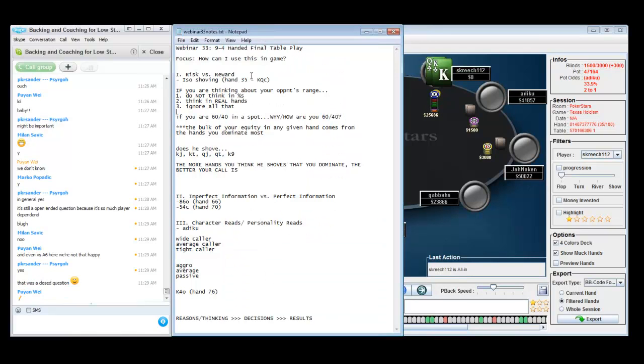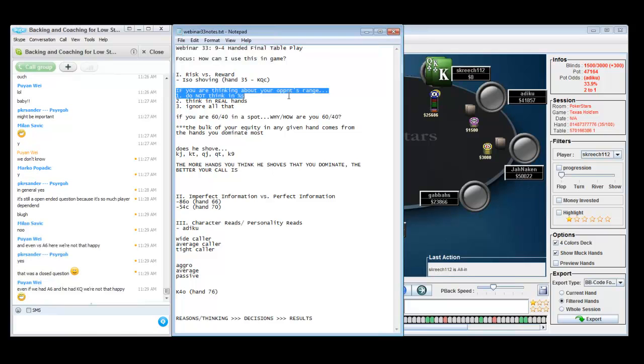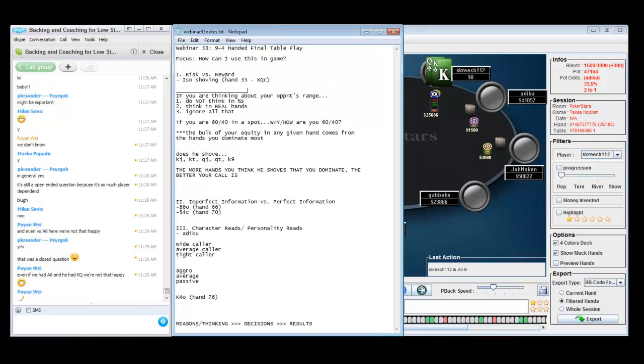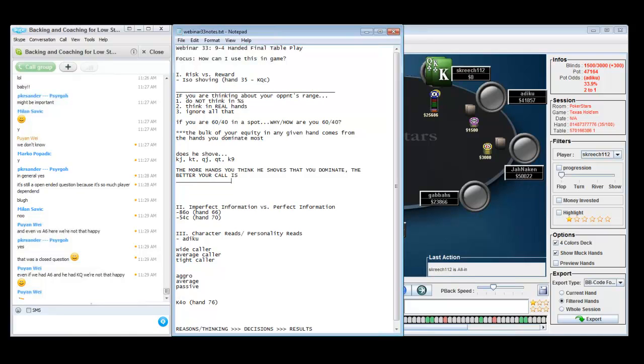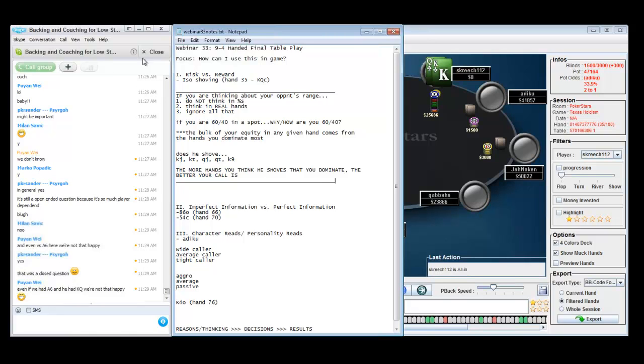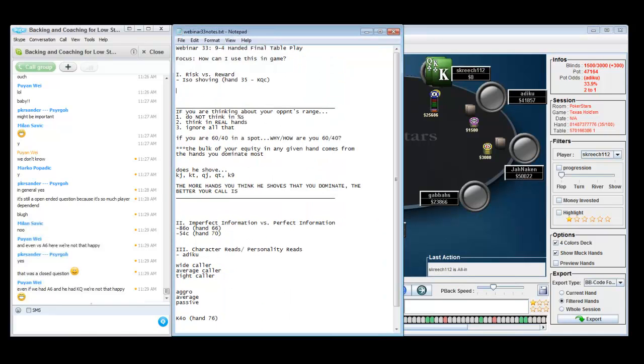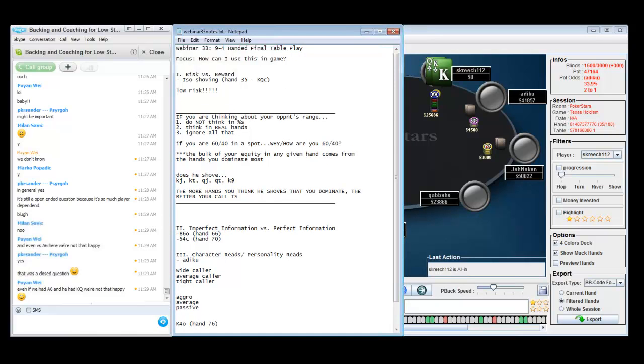But this is the most important thing. Risk versus reward. We said in the beginning, if you are thinking about your opponent's range. Okay, so let's block this off really quick. This is if you're thinking about your opponent's range. The most important thing is the perfect information. We're analyzing risk. What I want is low risk. So here's what you can use in game.